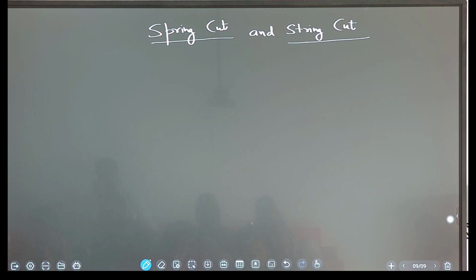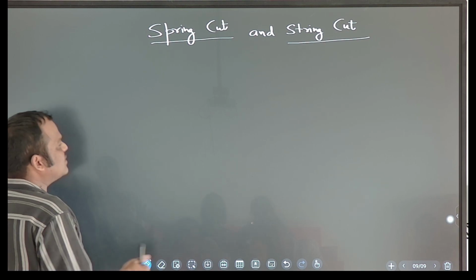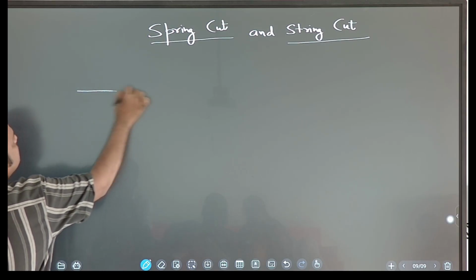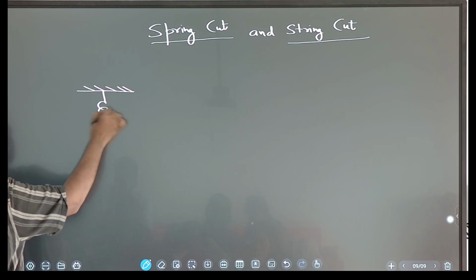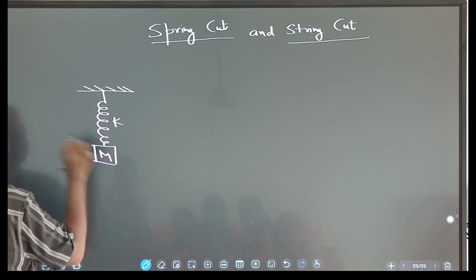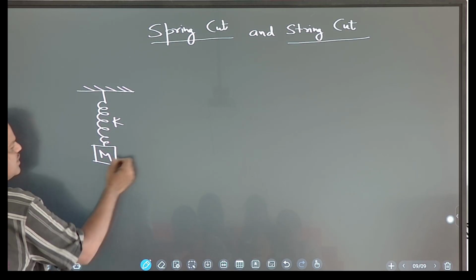Okay, so yesterday we discussed, let me revise a little bit. Suppose this is the ceiling and one spring is there. The spring constant is K. The block mass is M. Okay, tell me, what is the spring force upward?